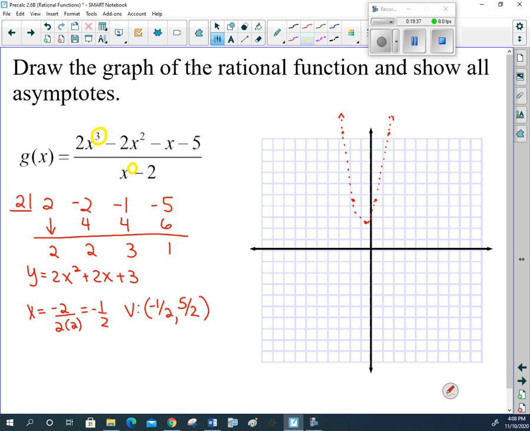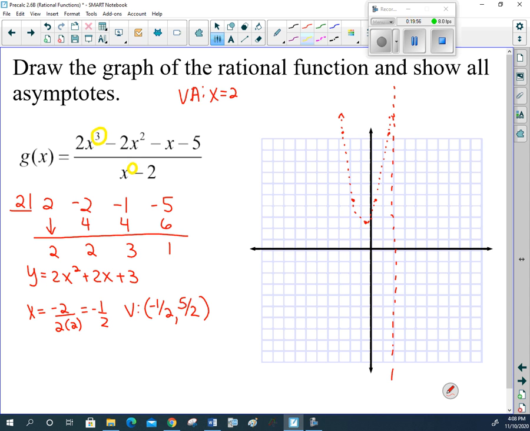I also know that I have a vertical asymptote at x equals 2. So there's no horizontal asymptote because it's a parabolic one, but from the denominator, we've got a vertical asymptote at x equals 2. So I'm going to come over here at 2, and I'm going to draw another dotted line.